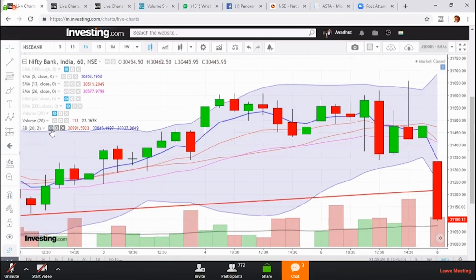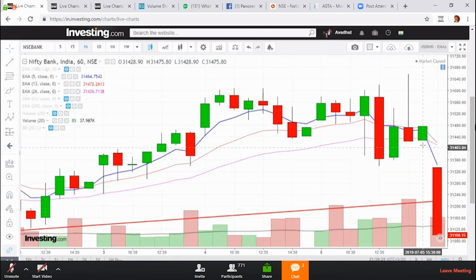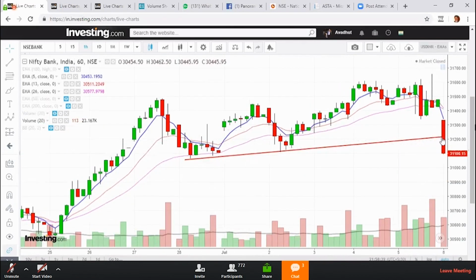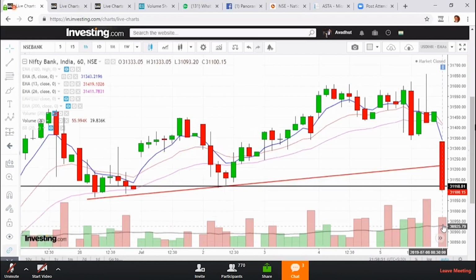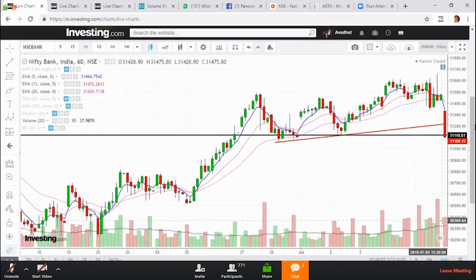So let me hide these Bollinger Bands. In the previous 3 candles, there is a negative crossover of 5 EMA, indicating a sell signal. Also, this bearish candle has taken out so many bull candles right till this point, and there is a volume which is more than average. So volume, moving averages, trend line breakout, Bollinger challenge, all are there.